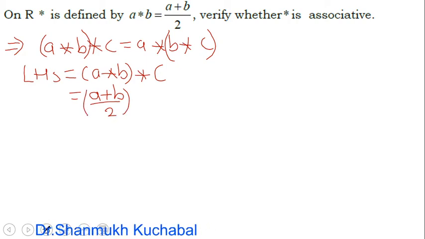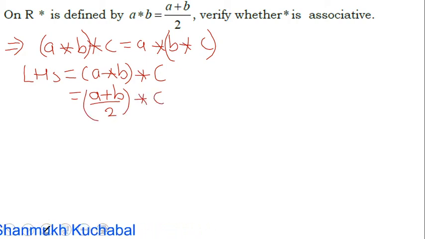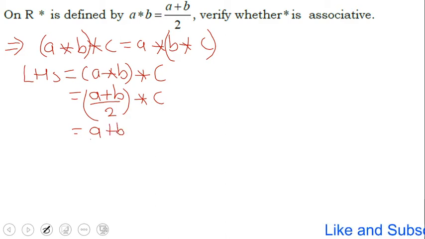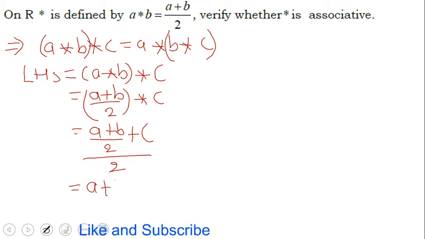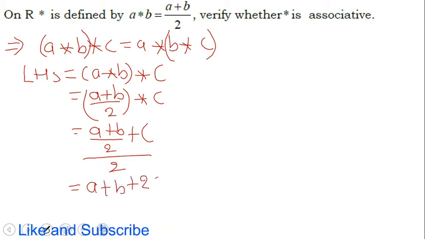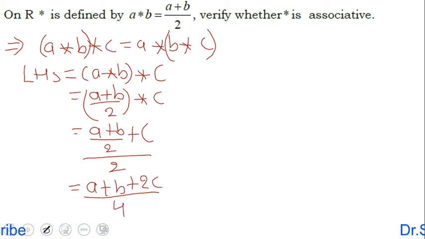This is a star operation, and star c as it is. Once again apply the star operation. So both quantities we have to add, divided by 2. By the definition, it is (a plus b) by 2 plus c. I have added both the quantities divided by 2 here. So simplify this one. Simplifying, we get (a plus b plus 2c) divided by 2, taking the LCM. Further simplifying, 2 into 2, we are going to get 4 as the answer. This is the solution we are going to get.